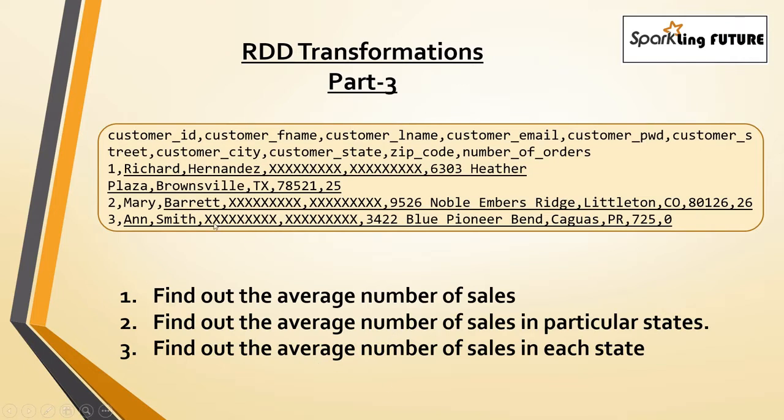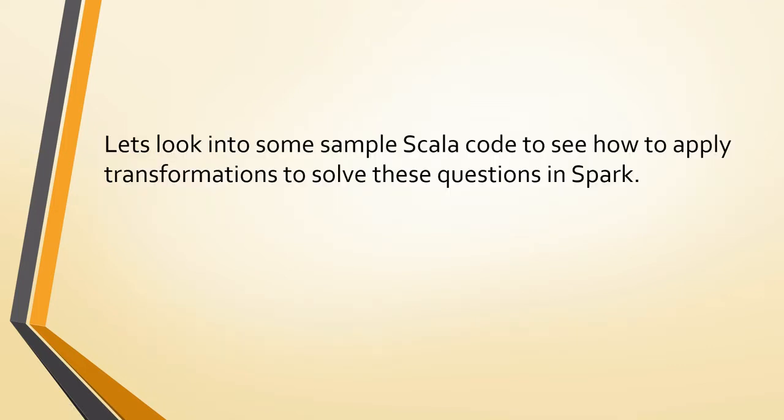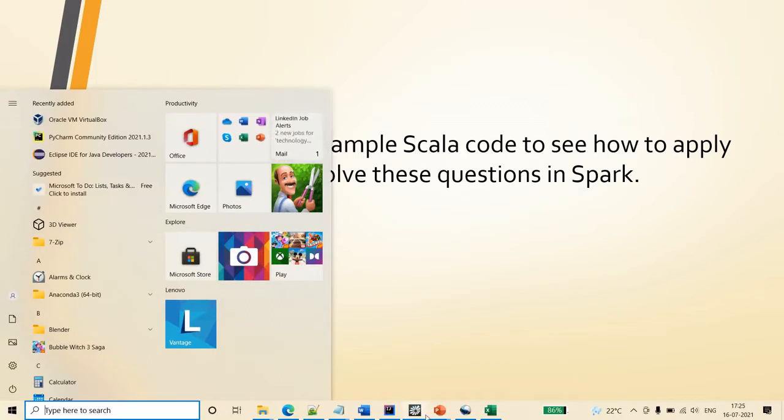This is the sample file format that we are going to deal with. Today we will solve these three things: find the average number of sales, find the average number of sales in particular states, and find the average number of sales in each state. Let's look into some sample Scala code to see how to apply transformations to solve these questions in Spark.